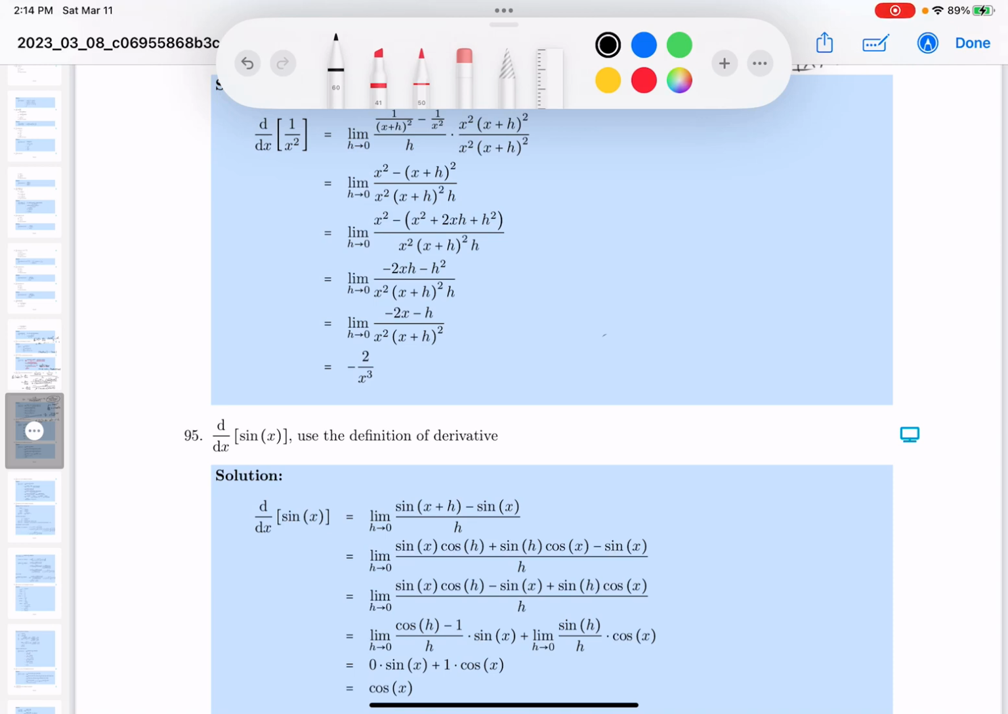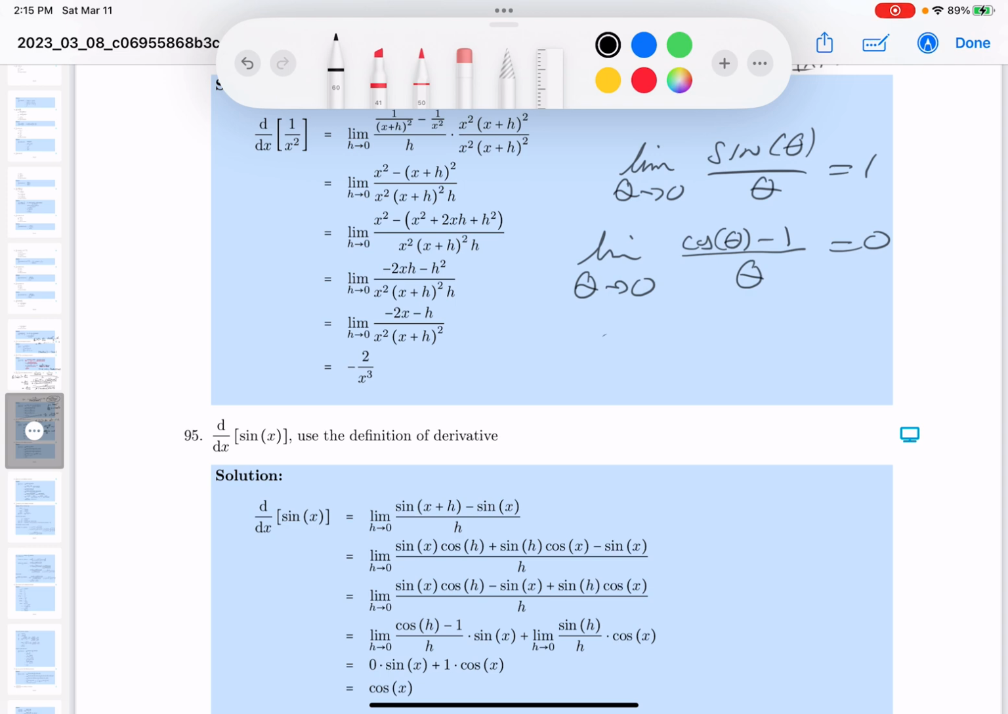Okay, to do a trig limit, a trig definition for a derivative, you're going to need to know a couple things. One thing you need to know is the limit as theta goes to 0 of sine theta over theta is equal to 1, and we proved that by the squeeze theorem. The other one you need to know about is the limit as theta goes to 0 of cosine theta minus 1 over theta, which is equal to 0.